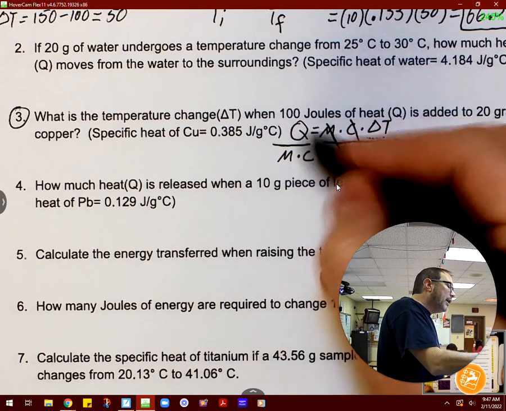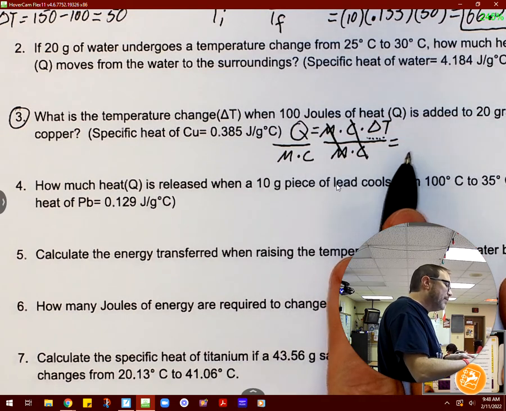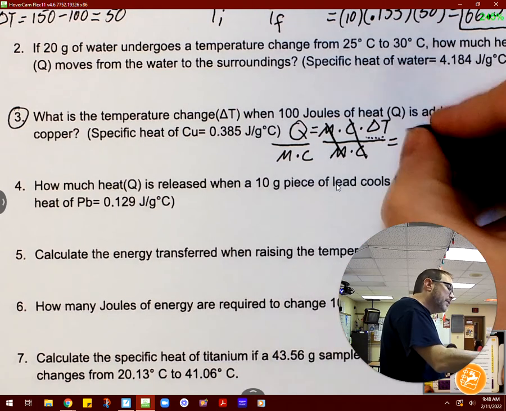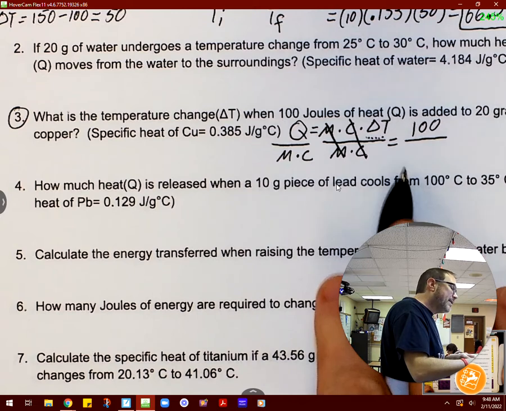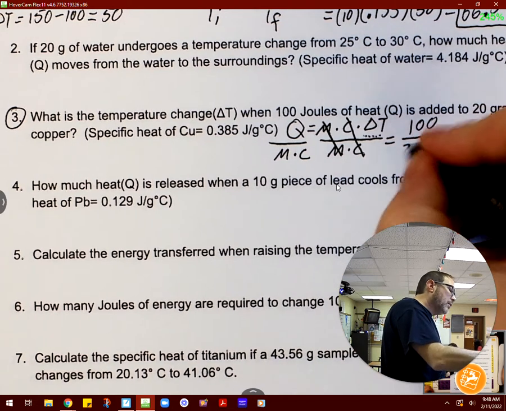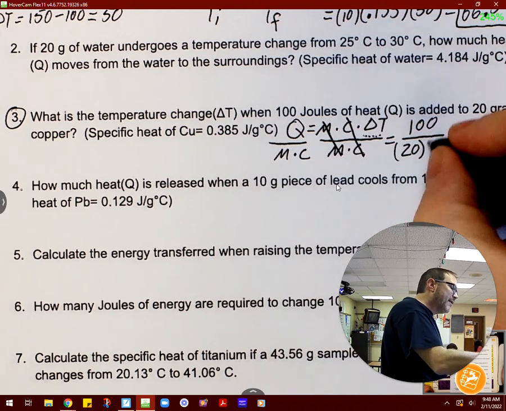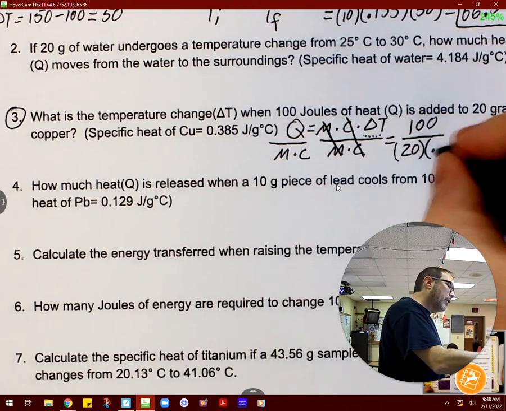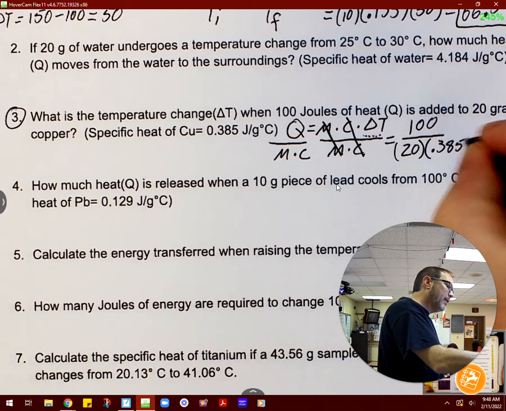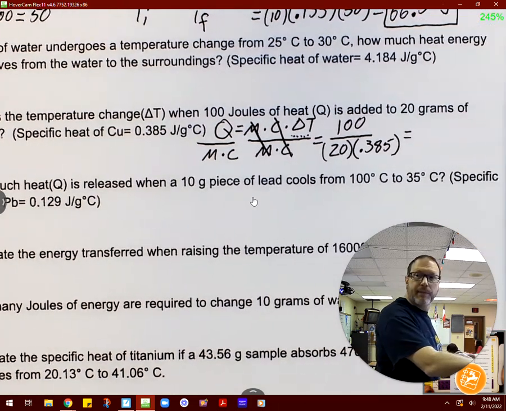So now I can plug these in. What is my Q? What is my amount of heat that was added? 100 joules. So 100 is on top. Okay, what's my mass? 20 grams. Okay, and what is my C? What's my specific heat for copper? 0.385. Okay, so then I go to calculator.